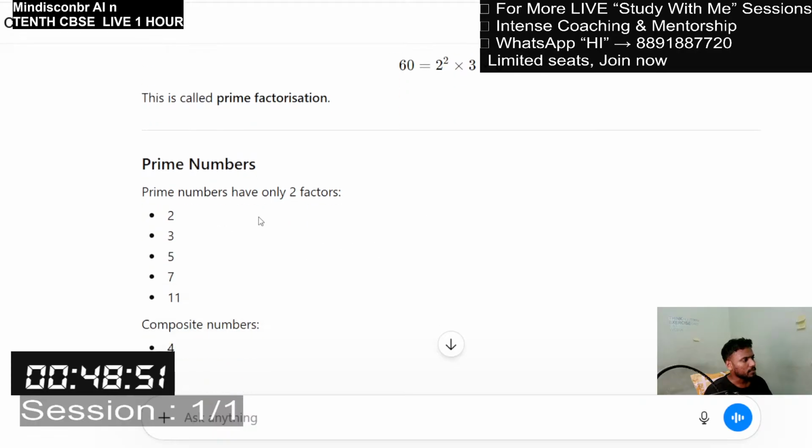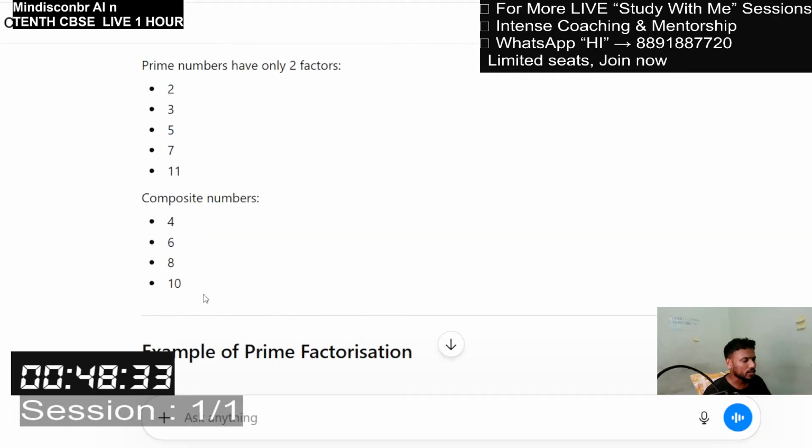Prime numbers have only two factors: 2, 3, 5, 7, 11. Which are the two factors? Yes, 1 and the number itself. Then composite numbers 4, 6, 8, 10, which can be expressed as the product of prime numbers.